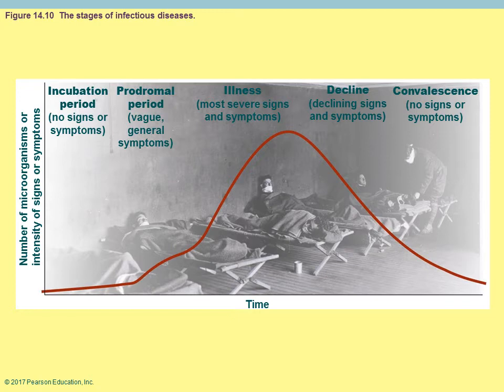The decline period is when you've gotten over that hump. You're starting to feel a little bit better. You're not completely well yet, but you're like, okay, I'm going to get through this thing. Kind of that, okay, I'm going to make it. I'm not feeling great, but I'm feeling better than I was 2 days ago. Then convalescent period is where now you show no signs or symptoms. You're on the full road to recovery.